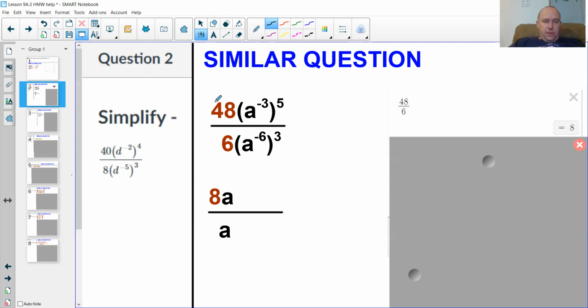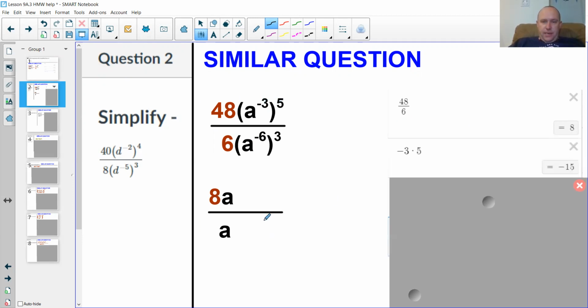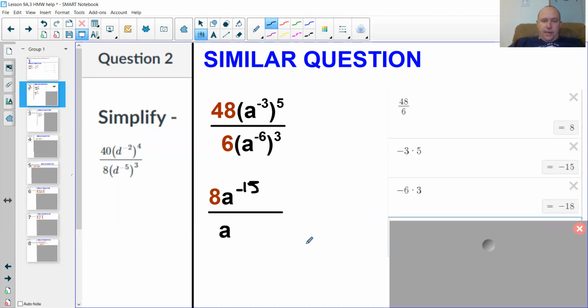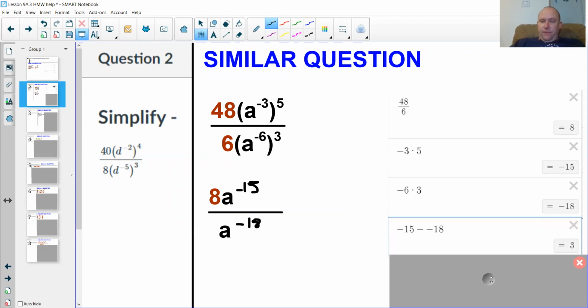So here's question 2. Here's the similar question 2. So I spotted the numbers straight away, so I can just divide those. That gives me 8. -3 times 5 is -15. And then on the bottom, I got -6 times 3, which is -18. And then as these are like terms, I can divide, which means subtracting exponents. So -15 take away -18 is 3. So I have my 8 at the start, and therefore the answer would just be 8a cubed.